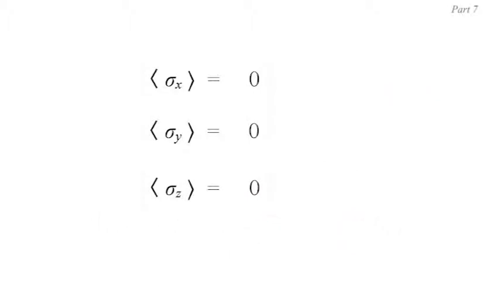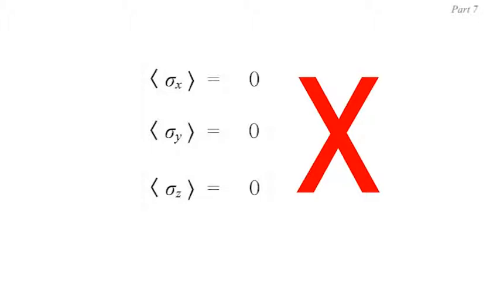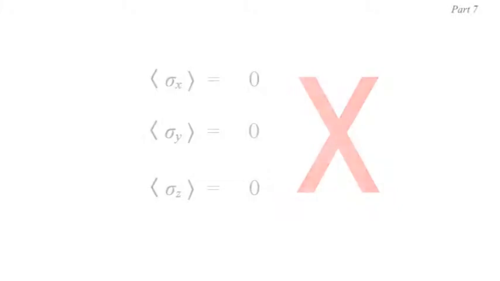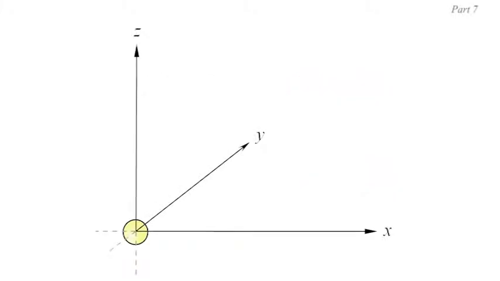The three expectations or average values of the spin in the direction x, y and z cannot all be 0 at the same time. And this means that there must be some direction in space, it might be x or y or z or some mixture of them, some direction where if you measure the component of the spin in that direction, you will always get the answer +1.